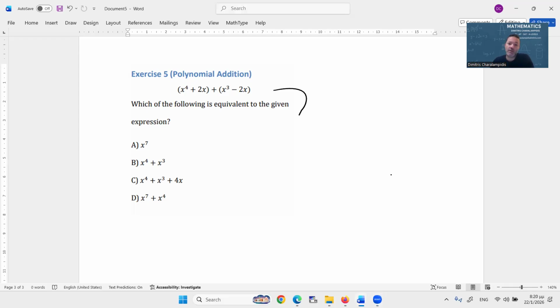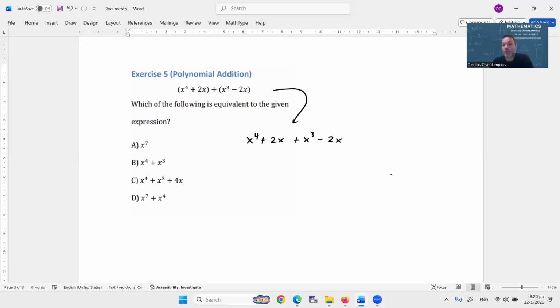So here, first of all, I'm going to get rid of brackets. I'm going to rewrite everything without brackets. Since in front of the brackets we have positive signs, we will just rewrite everything the exact way we see it. So plus x cubed minus 2x.